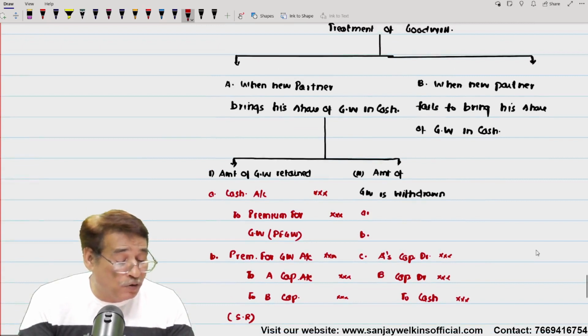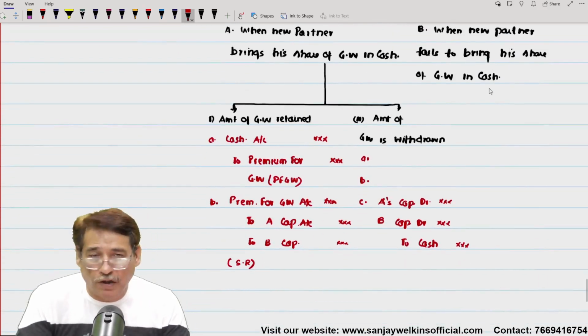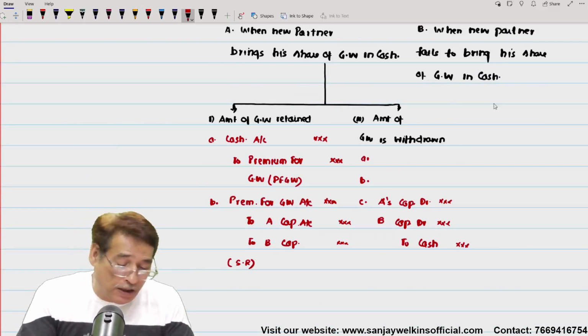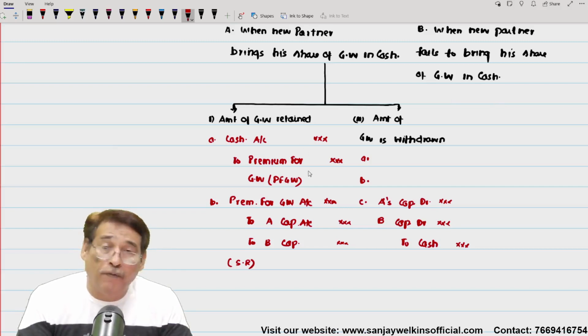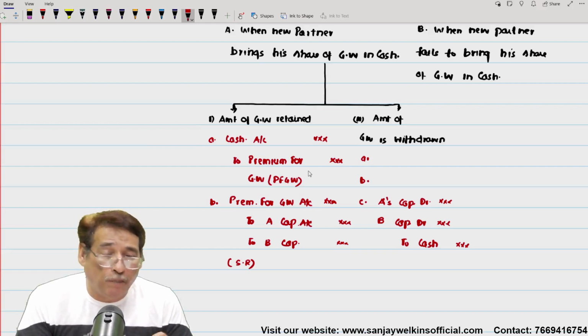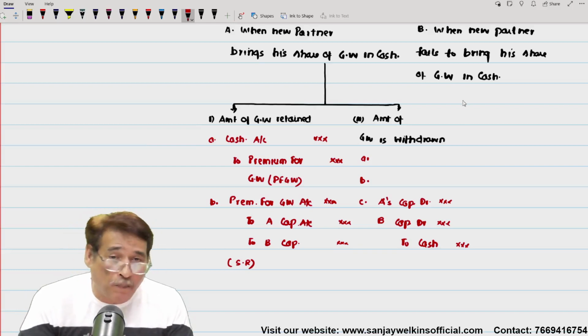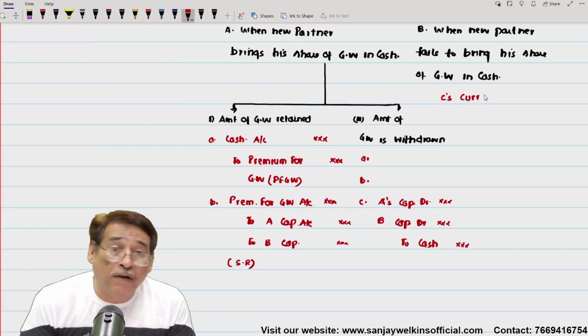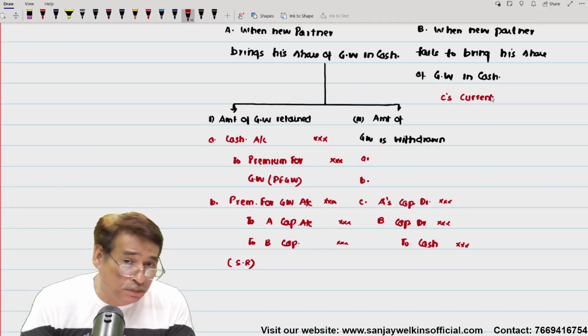Now there is another situation when the new partner fails to bring his share of goodwill. Let us say the new partner's share of goodwill is 1 lakh, but he fails to bring it. Because he is not bringing any goodwill, we cannot pass the entry cash account debit to premium for goodwill. But the problem is that credit must still be given to the old partners for goodwill. So your entry will be C's current account debit. We will debit C's current account with his share of goodwill.